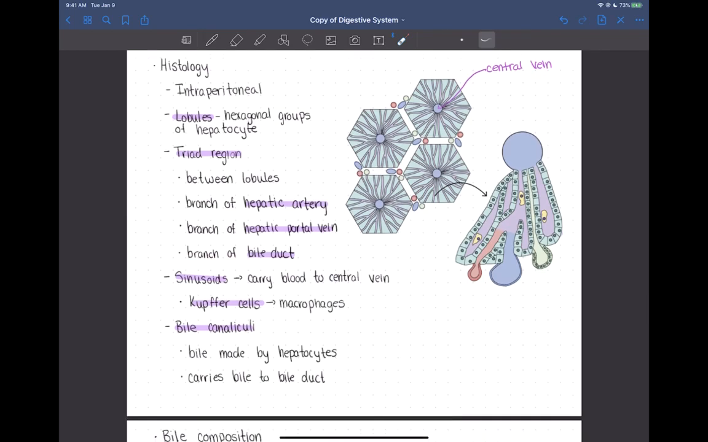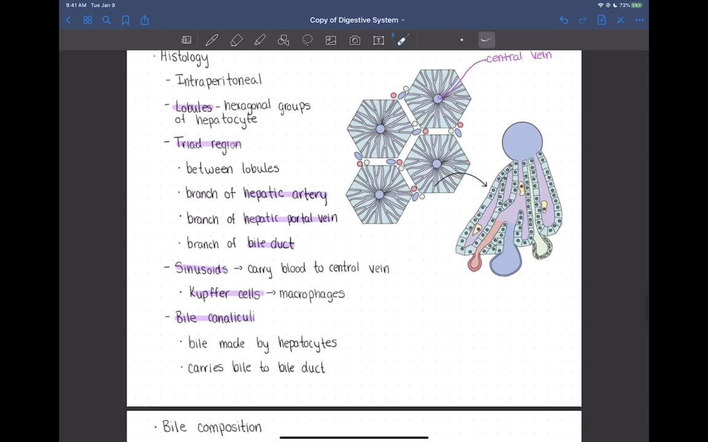But before we get to that, let's talk about what's between these lobules. Okay, and so if you look, you see these regions between lobules where you have these green, blue, and red structures. Okay, so these are called the triad region. They're found between lobules and they contain three really important structures. And so these three structures are one, a branch of the hepatic artery. All right, so this is going to be bringing oxygenated blood to the liver, to provide nutrients and nourishment to all those liver cells.